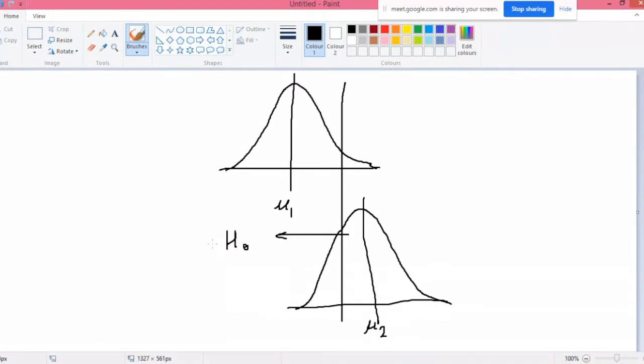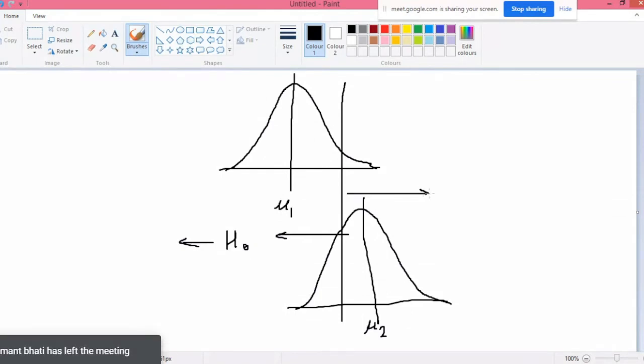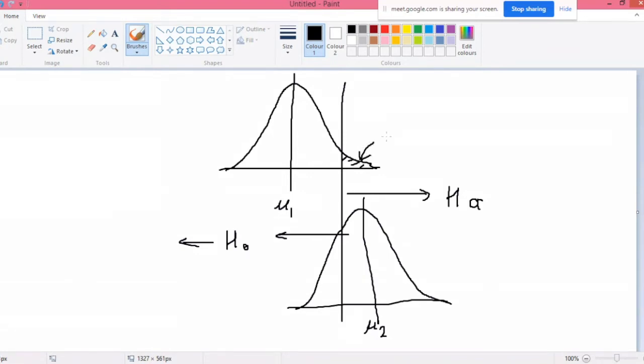What is our H0? Means are the same. It may be a 2-sample t-test, it may be one-way ANOVA, multiple ANOVA. In all these tests, we are comparing the means. H0 says means are equal. H1 says means are not equal. Now this 5% is the risk, that is the 95% confidence interval. 0.05 means this is the 5% risk zone.